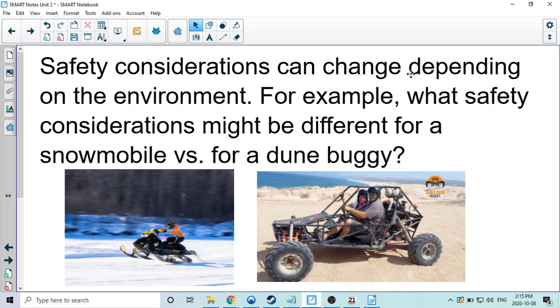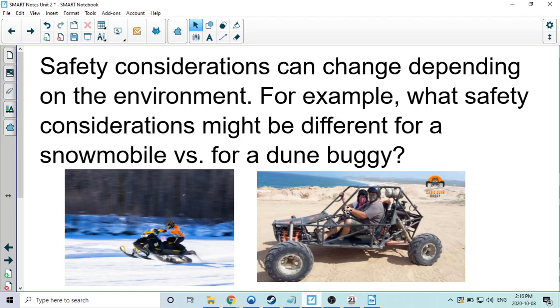Okay, so like I was just mentioning, your safety considerations can change depending on the environment. So here we have a snowmobile, which we've all seen before, probably. And here we have what's called a dune buggy, which is a desert car. What safety considerations might be different for these two things? Well, this one needs to be able to withstand cold weather without failing. And this one, you see how it's open like this? That's so the people inside don't overheat because deserts are very hot. So we have the open cage here.